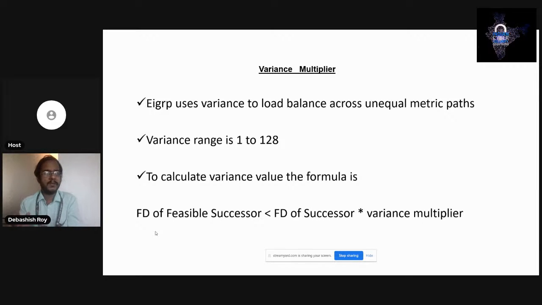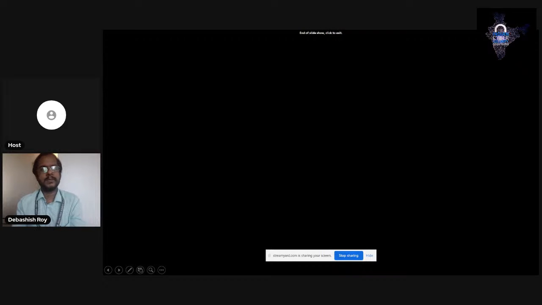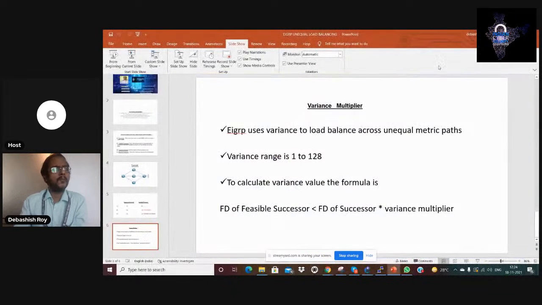Now, to calculate the variance value, the formula is: the feasible distance of the feasible successor should be less than the feasible distance of the successor times the variance multiplier. Very important. So if you want to load balance across all the unequal cost links, you have to put in a variance multiplier such that the FD of the feasible successor is less than the FD of the successor times the variance multiplier value. That is the theory part for the variance value.